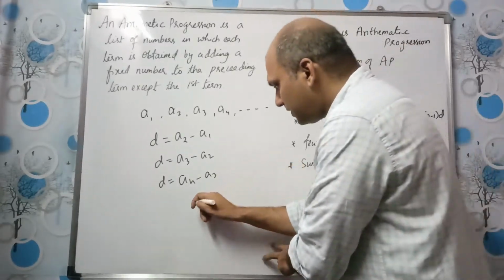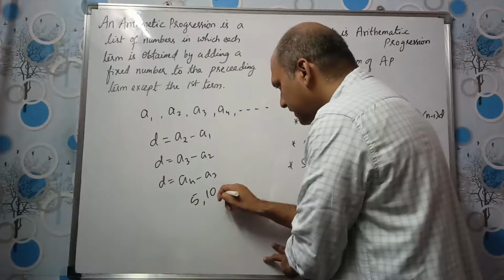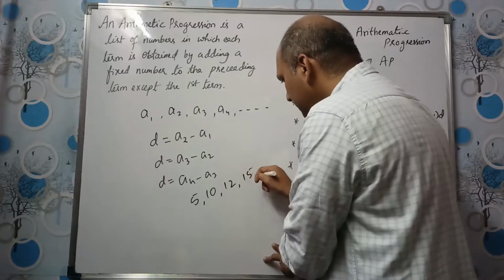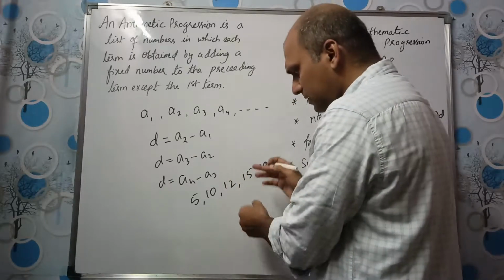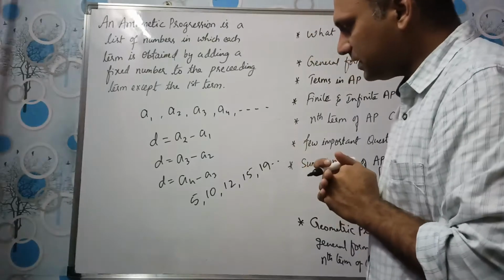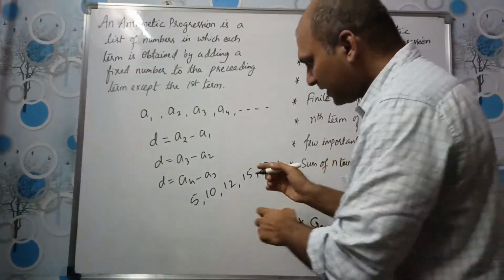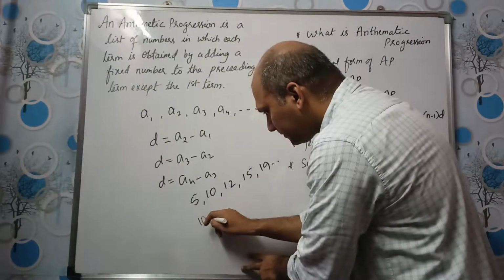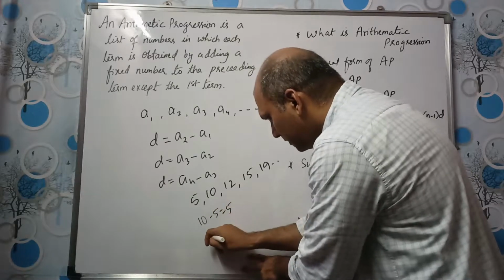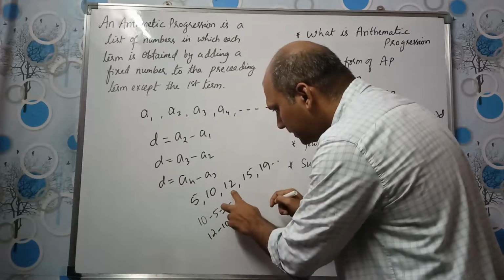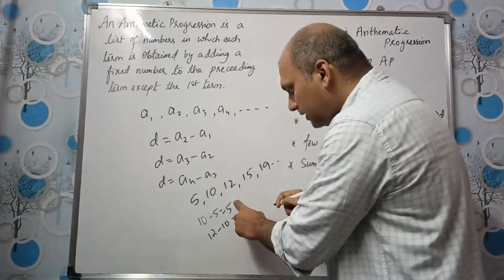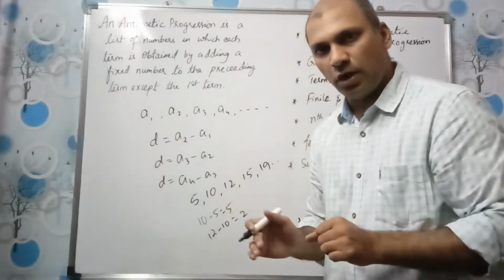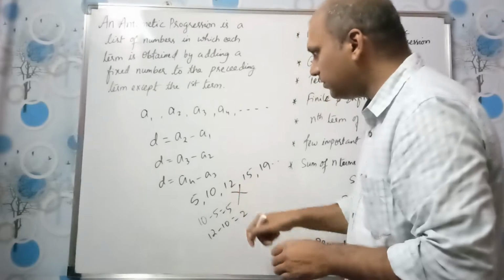Let us say for example you have 5, 10, 12, 15, 19 and so on. Is this in AP? Let us check. 10 minus 5 is equal to 5. 12 minus 10, third term minus second term, is equal to 2. The difference is not the same, the difference is not common. Hence this is not in AP.